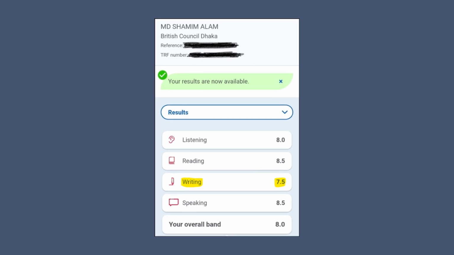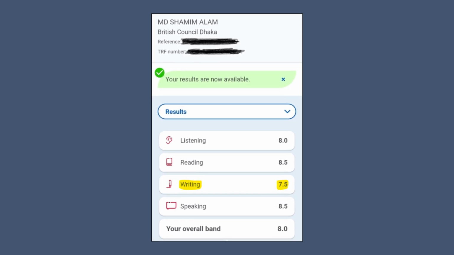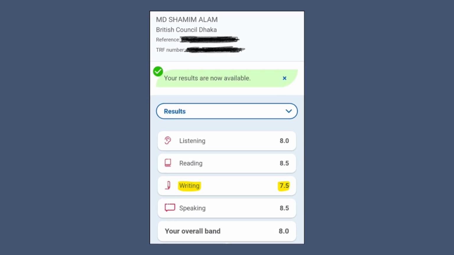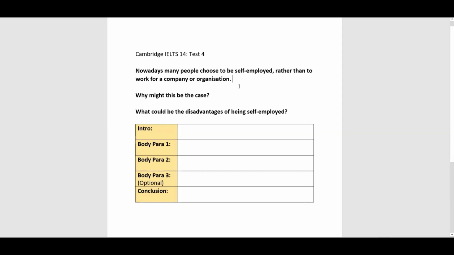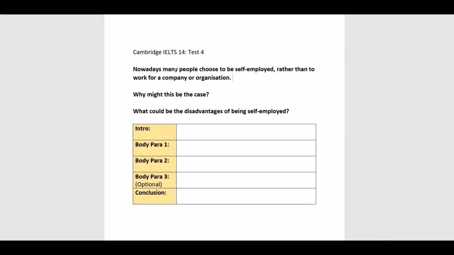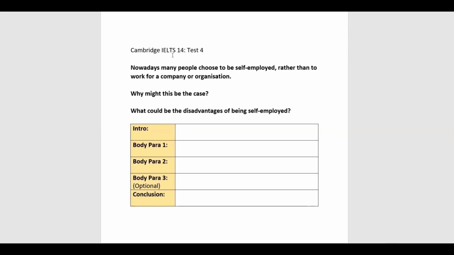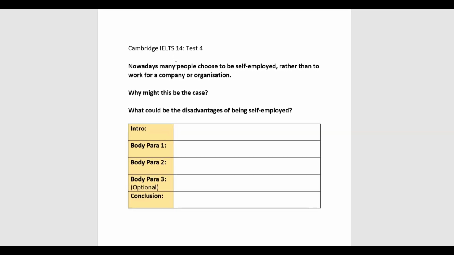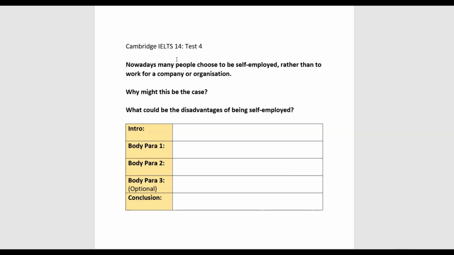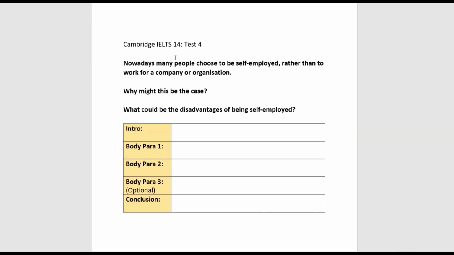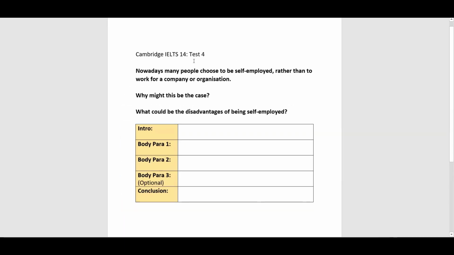I got band 7.5 in IELTS writing. If the quality of your writing is similar to what I'm about to show you, you can get at least a band 7. Now, this prompt is taken from Cambridge IELTS 14 Test 4. It's called a direct question essay or a double question essay. It's one of the 5 most common essay types that appear in IELTS Writing Task 2.